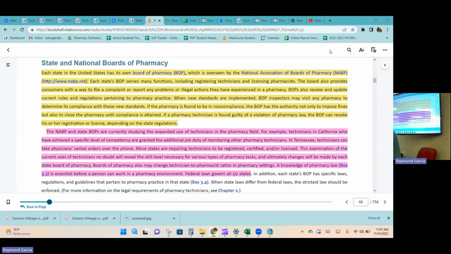BOPs also review and update current rules and regulations pertaining to pharmacy practice. And when new standards are implemented, BOP inspectors may visit any pharmacy to determine its compliance with these new standards. If the pharmacy is found to be in non-compliance, the BOP has the authority not only to impose fines, but also to close the pharmacy until compliance is attained. If a pharmacy technician is found guilty of a violation of pharmacy law, the BOP can revoke his or her registration or license, depending on the state's regulations.